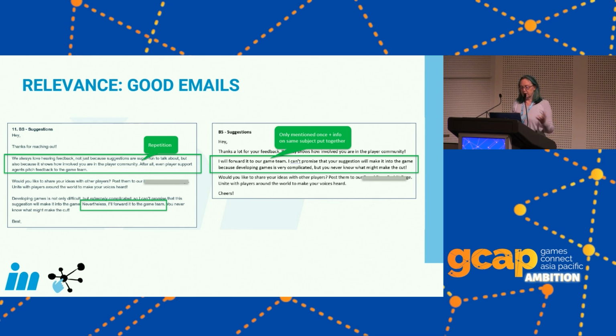So this is just an email to a player who's suggested something new for the game. And as you see, it's quite long, with a bit of repetition. Then on the right-hand side, you see it's only mentioned once, and the information on the same subject has been put together according to the relevance principle. What belongs with what? So even in something that seems quite simple as an email, going through, chunking stuff, looking at your relevance, is that relevant for the person who's reading this?